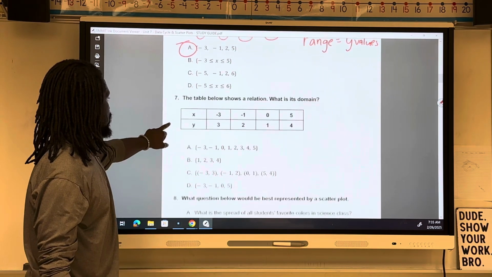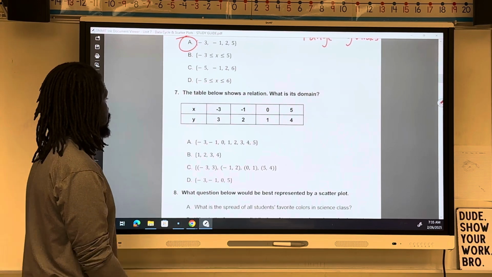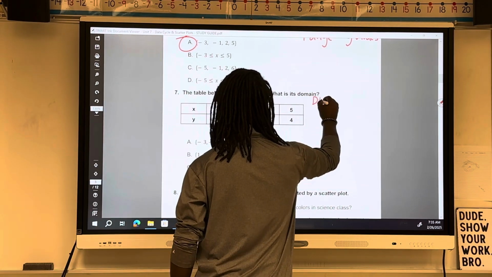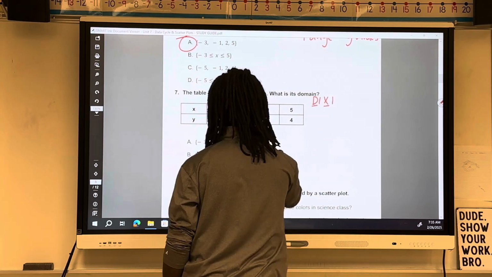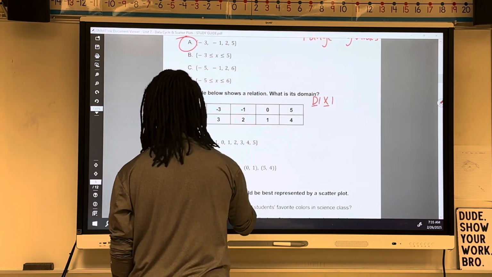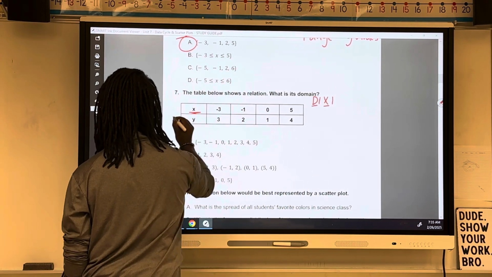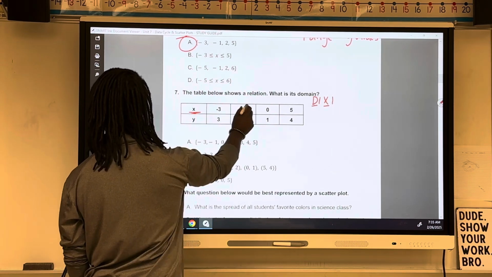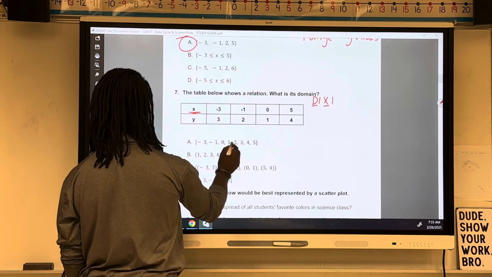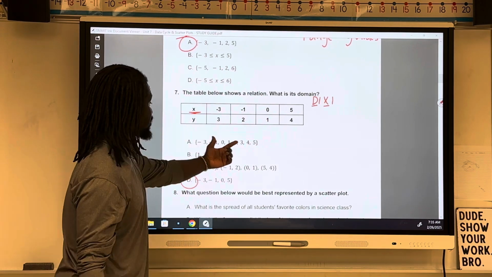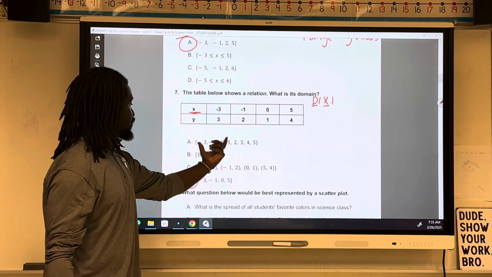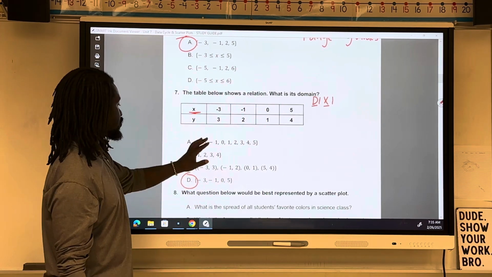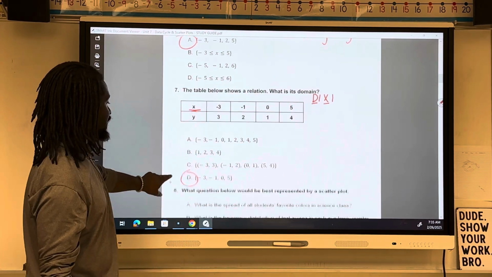The table below, what's the domain? Again, domain is talking about the x values. So we've got -3, -1, 0, and 5. You've got to make sure these other options have those numbers but also have some more, so make sure you pick the correct one, just looking at the x values.